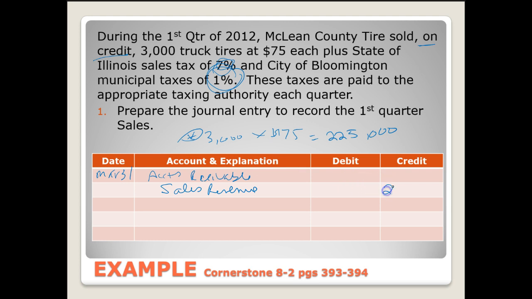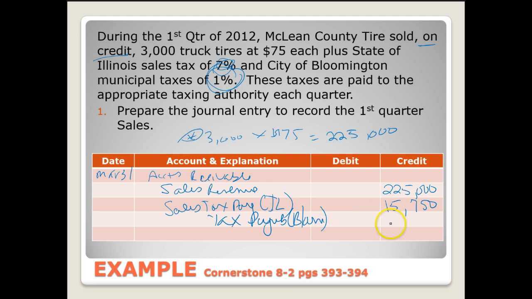Sales revenue, $225,000, which is 3,000 tires times $75 per tire. Now the sales tax payable to the state of Illinois is going to be 7% times $225,000, which comes out to $15,750. And then there is sales tax payable to the city of Bloomington, and that's going to be 1% of $225,000, which is $2,250.